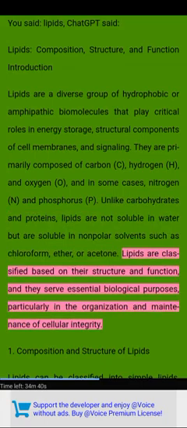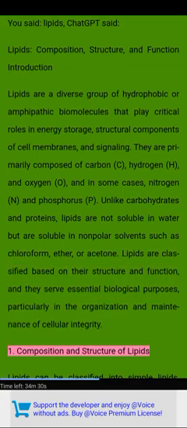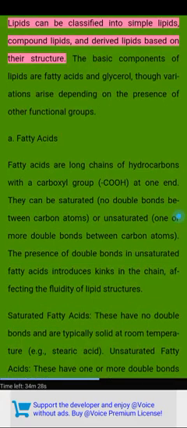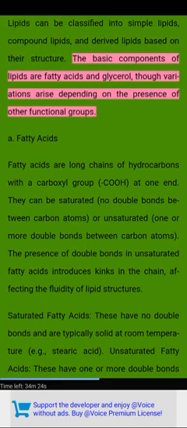Lipids are classified based on their structure and function, and they serve essential biological purposes, particularly in the organization and maintenance of cellular integrity. 1. Composition and structure of lipids. Lipids can be classified into simple lipids, compound lipids, and derived lipids based on their structure. The basic components of lipids are fatty acids and glycerol, though variations arise depending on the presence of other functional groups.